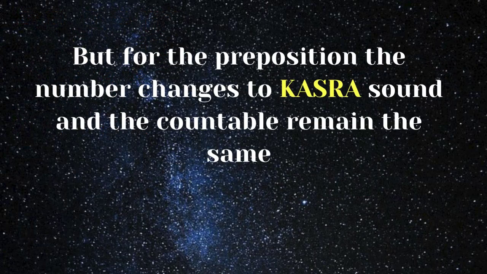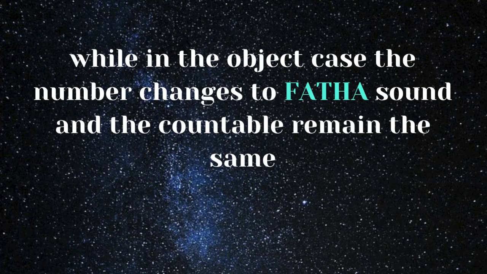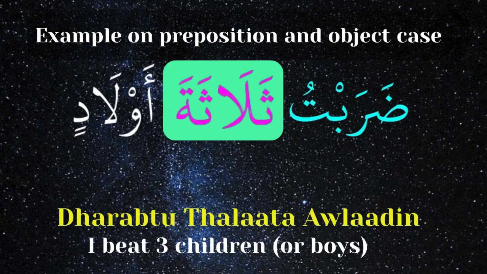But for the preposition case, the number changes to kasra at the end of the word and the countable noun remains the same, while in the object case, the number takes fatha at the end of the word, and the countable noun also remains the same. An example of this is by putting side by side the preposition and object case, which are the fatha case and the kasra case.